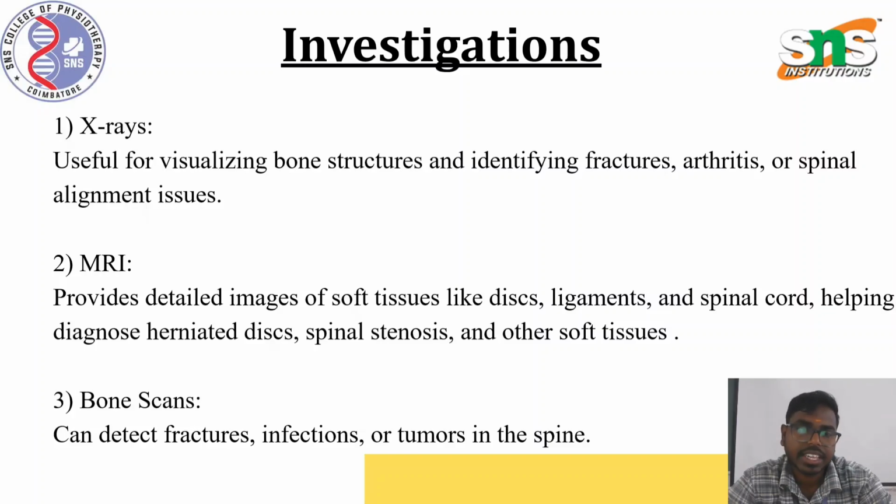The X-ray shows the bone structures and identifies fractures, arthritis, and spinal misalignment. The second one is MRI, which shows whether the soft tissue is involved or not. The third is bone scans, which are used to identify whether the patient has an infection, a fracture, or the spine is affected by tumors.